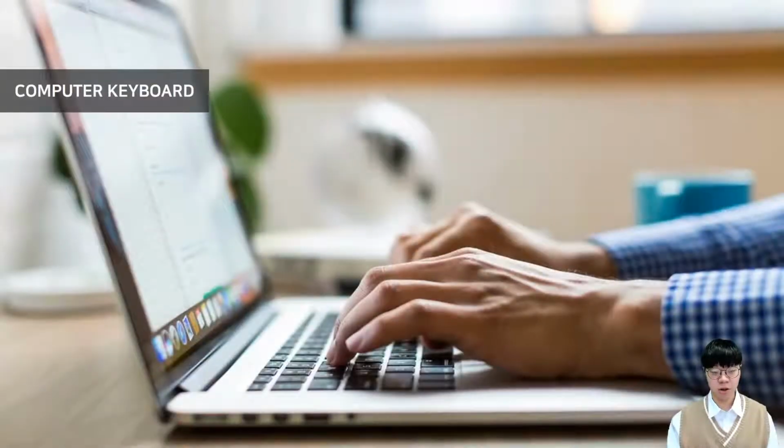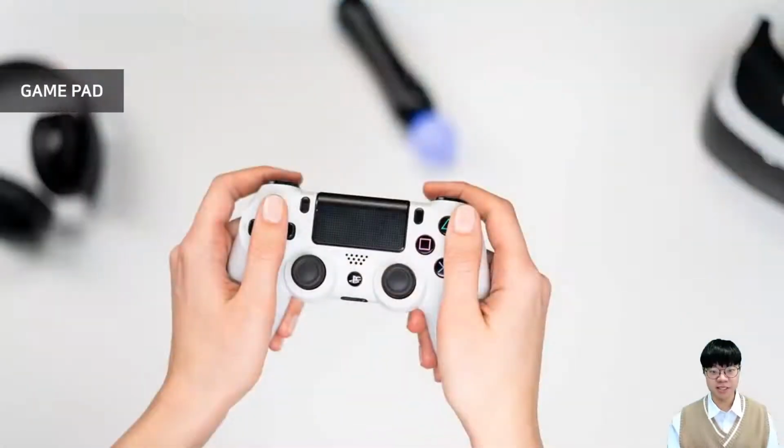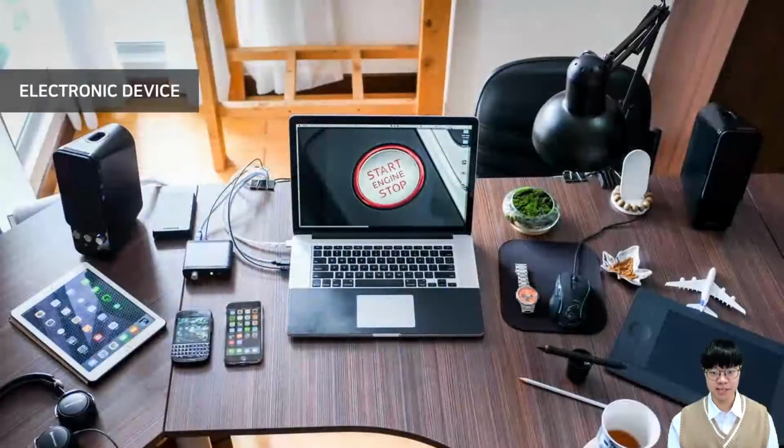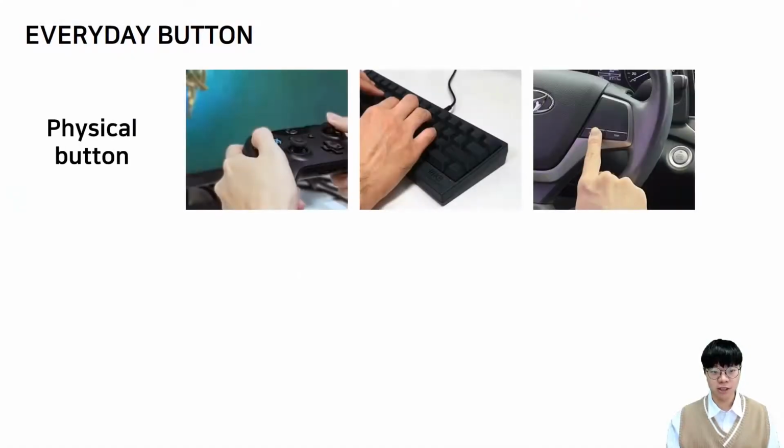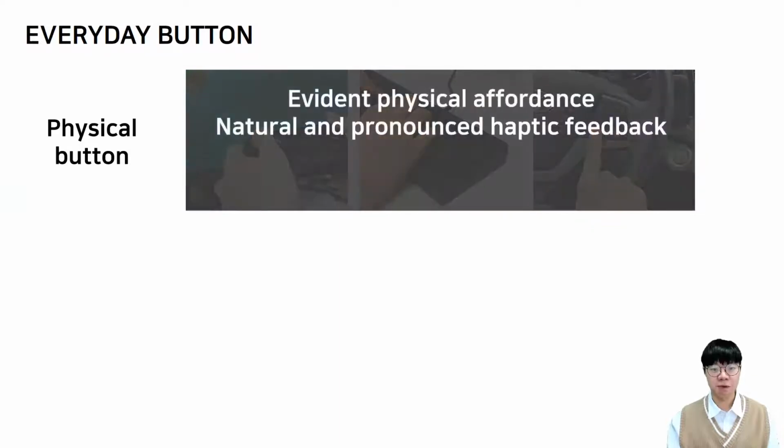Physical buttons are one of the most effective, efficient, and pervasive user interfaces, widely used in the world. They provide physical affordance as well as natural and pronounced haptic feedback. However, a physical button presents the same feedback all the time, so it is not easy to use a physical button for a programmable interface.